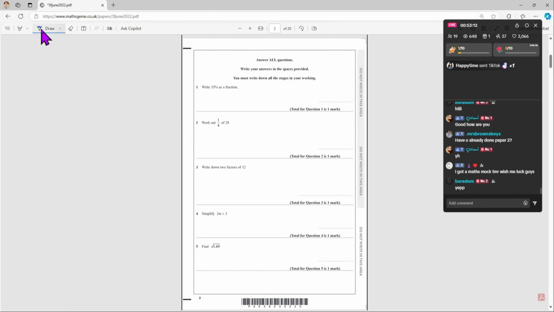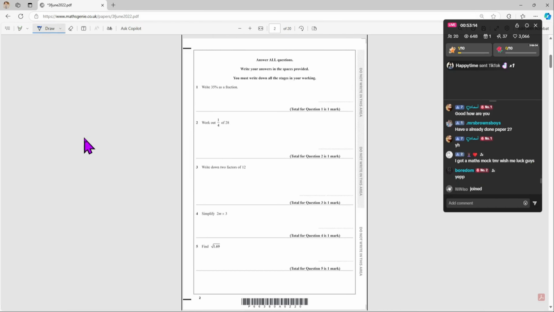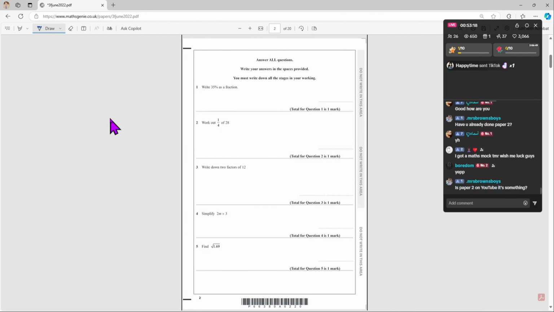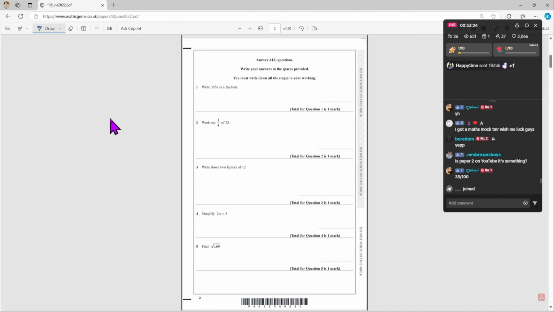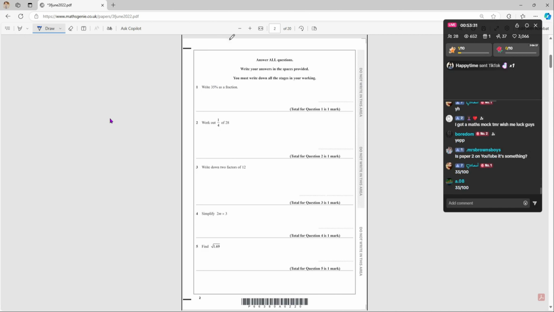You guys know that the first page is always easy on a foundation paper. They're easy, snappy, 1-mark questions. So I want you guys in the chat to answer this, okay? So the first question, number 1, is to write 35% as a fraction. Just tell me in the chat.